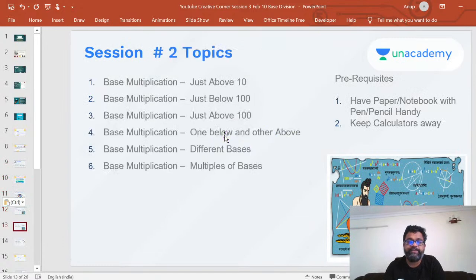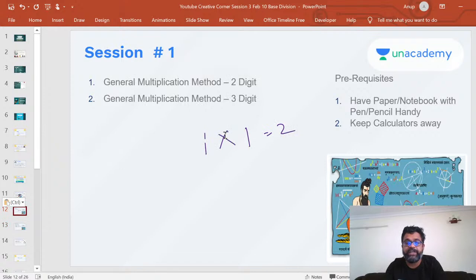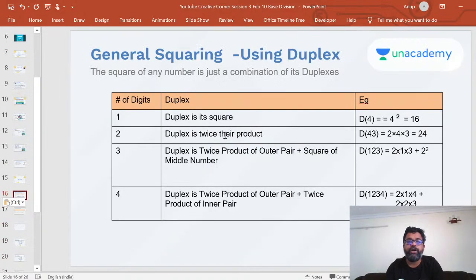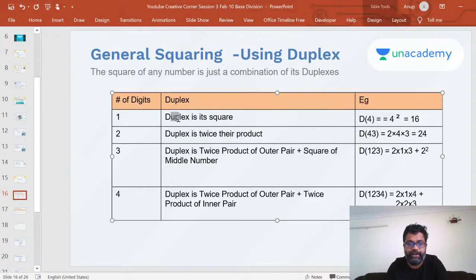So let me quickly get into it. We covered a couple of topics in the first two sessions around general multiplication. We covered some base multiplication, and we will talk about squaring today. Before we go into squaring, we're going to quickly understand one concept that is called the duplex. For now, understand that it is going to help you solve a squaring problem.